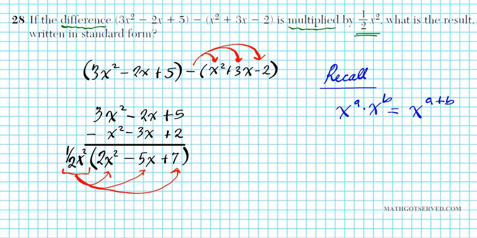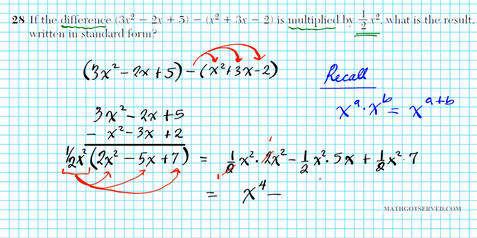Keep that in mind. All right, so if we carry out the distribution, we're going to have 1/2 x squared times 2x squared minus 1/2 x squared times 5x plus 1/2 x squared times 7. Now let's go ahead and simplify this. The first term, 2 goes into itself once. What is x squared times x squared? You add the powers, okay? X squared times x squared is x to the 2 plus 2, which is 4, minus 5.